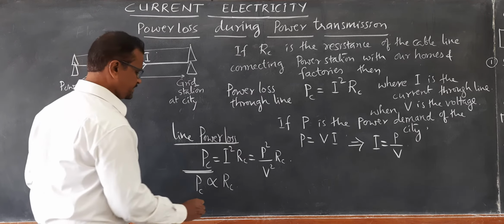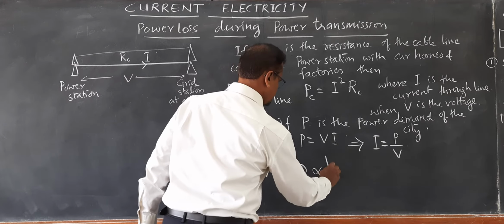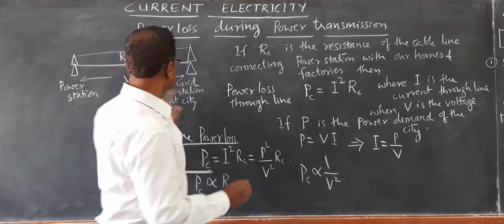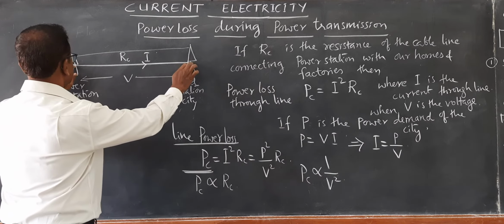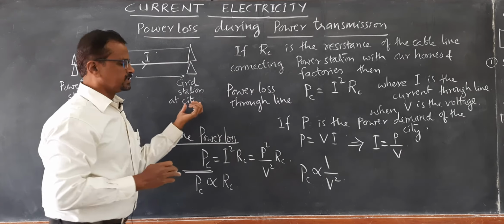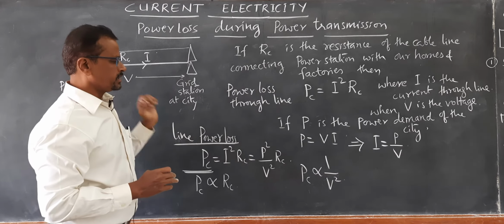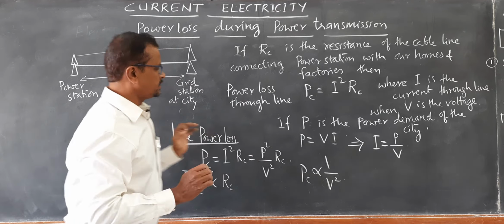The second one is very important. PC is inversely proportional to the square of the voltage, where the voltage is the voltage that is maintained between the power station and the city locality, that is V. So PC is inversely proportional to V square. This is a very important thing.